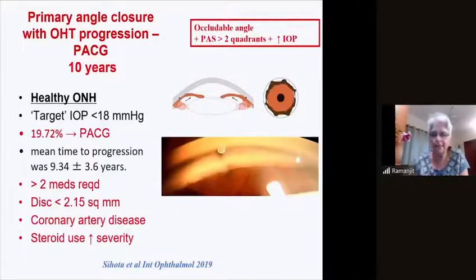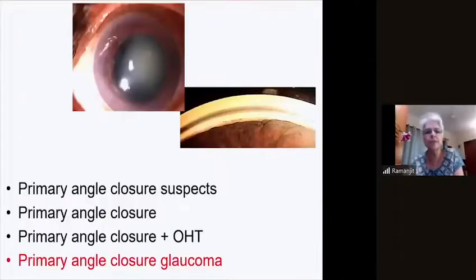What is the likelihood of these patients progressing? Once they've actually progressed from just one synechiae to a point where there are multiple synechiae and raised pressures, the chances are 20% of them are going to develop a visual field defect.